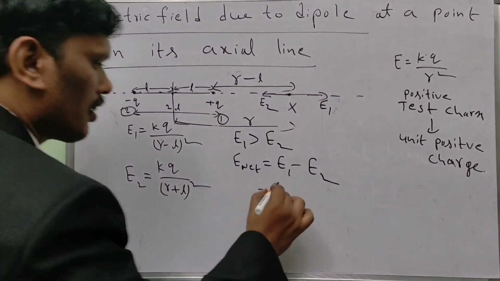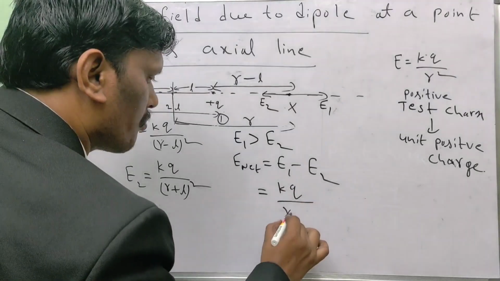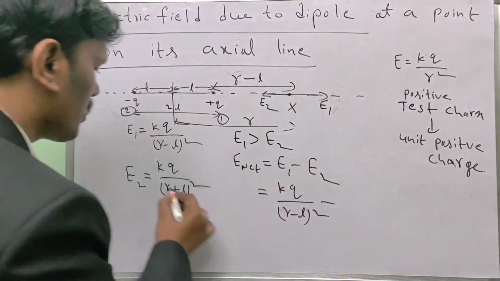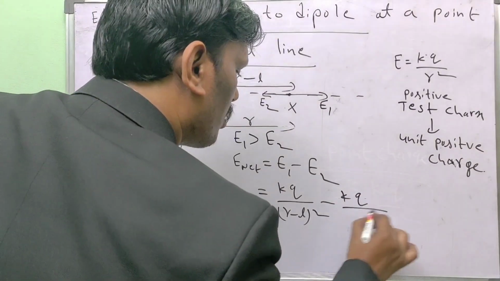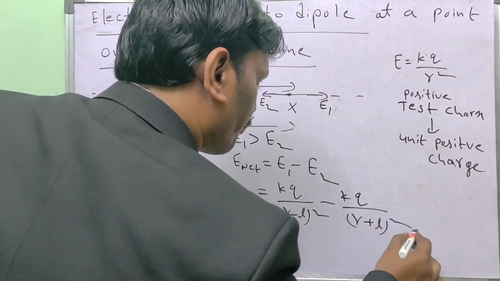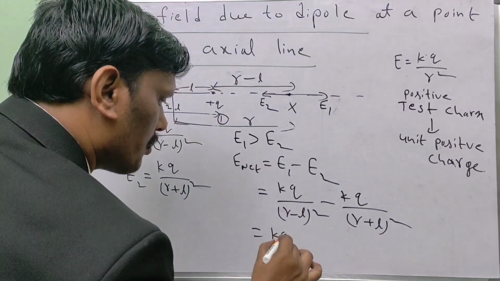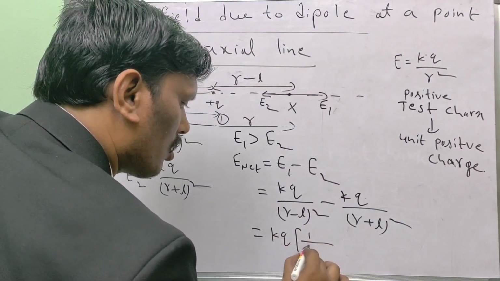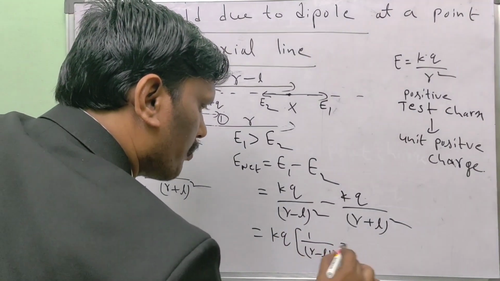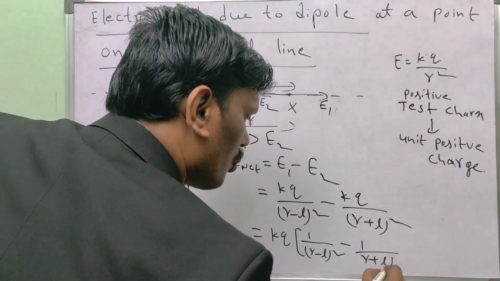What is E1? K times Q by (R minus L) whole square. What is E2? K times Q upon (R plus L) whole square. Now take KQ common. Then inside what remains? 1 upon (R minus L) whole square minus 1 upon (R plus L) whole square.